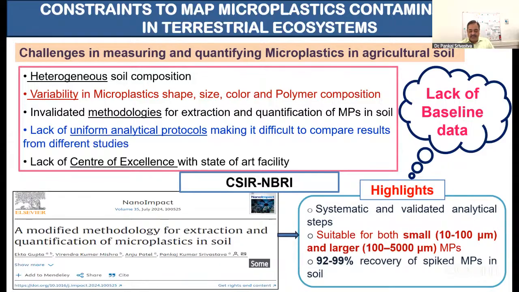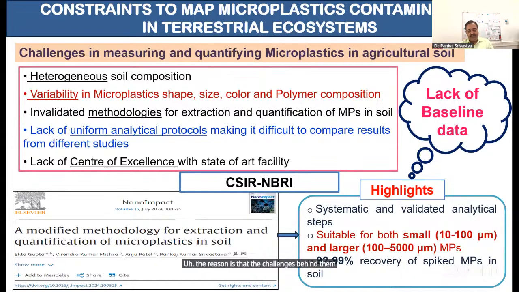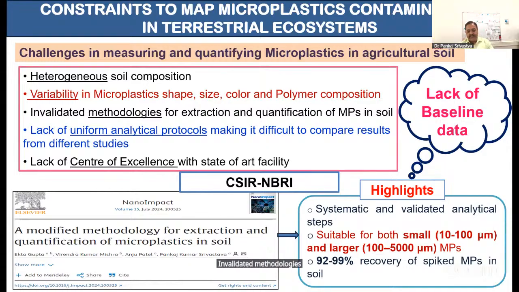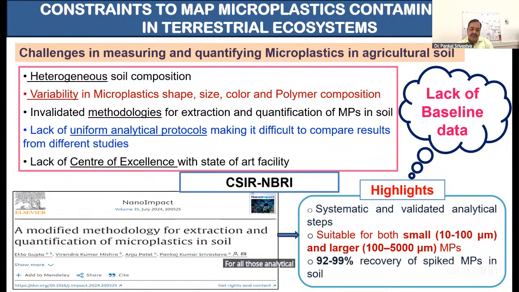Some constraints are there. First of all, we are lacking baseline data on microplastic contamination in our country. The reason is that the challenges in measuring and quantifying microplastic in our agriculture soil are related to the heterogeneity of soil composition in this country, then variability of microplastic in terms of shape, size, colors, and polymer composition, and unvalidated methodologies for extraction and quantification. There are sporadic research papers, but there's a lack of uniform analytical protocol, making it difficult to compare results from different studies. And this country definitely needs a center of excellence with a state-of-the-art facility, with all those analytical resources at a common place, that will ease our R&D.